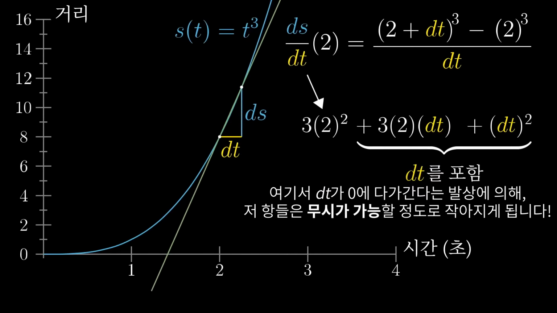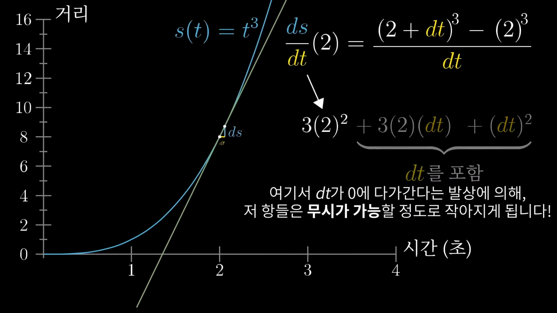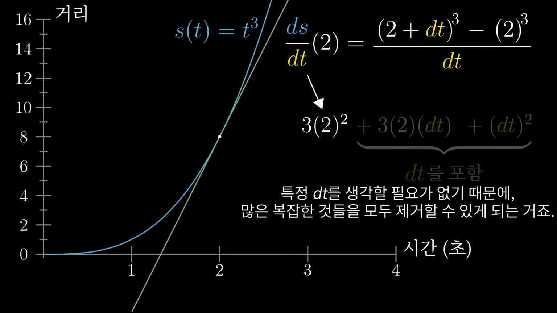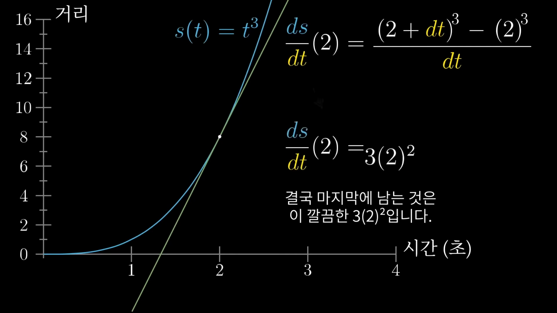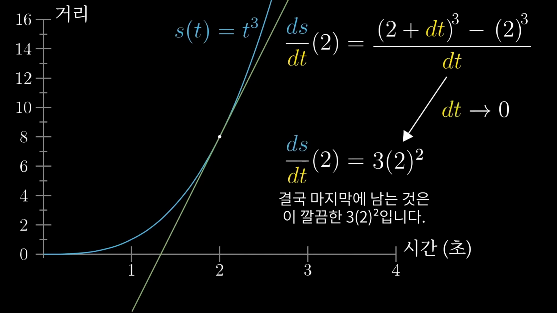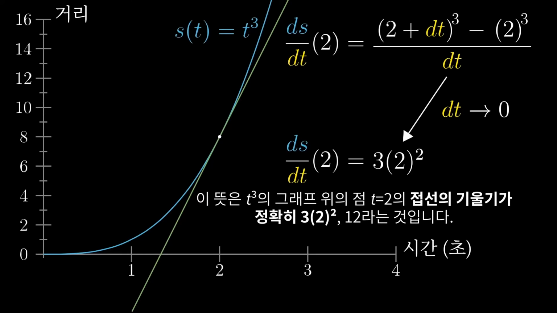So if we ask what happens as dt approaches 0, representing the idea of looking at a smaller and smaller change in time, we can just completely ignore those other terms. By eliminating the need to think about a specific dt, we've actually eliminated a lot of the complication in the full expression. So what we're left with is this nice clean 3 times 2 squared. You can think of that as meaning that the slope of a line tangent to the point at t equals 2 of this graph is exactly 3 times 2 squared, or 12.